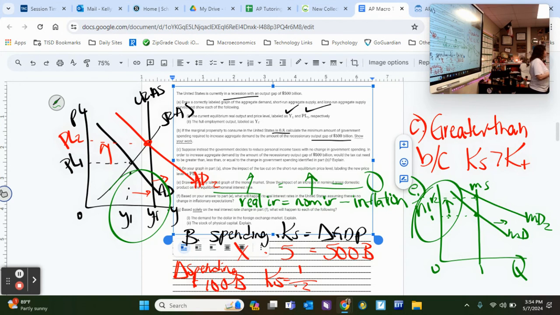Do you have to explain? No, you were just picking a direction. Increase, they increase.